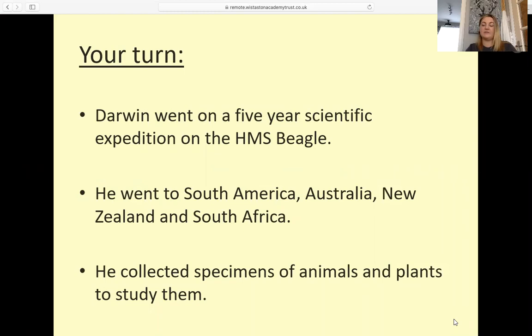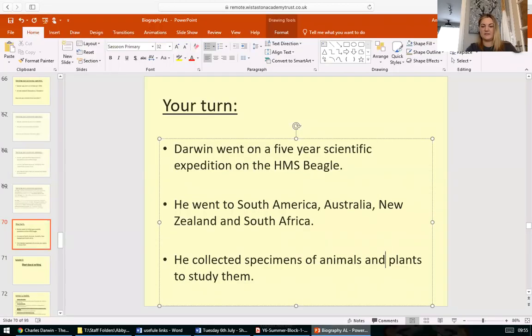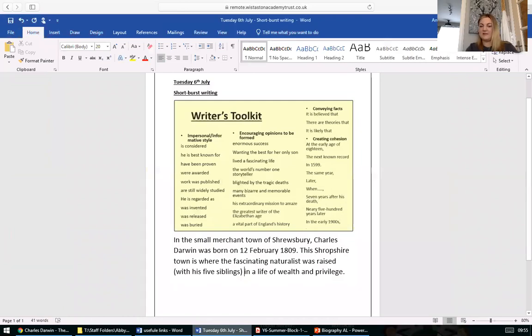Think about using those fronted adverbials. Where, when, make it interesting, link the ideas, and make your paragraph really clear, really informative. And remember to use those subtle hints of opinion. So not pure opinion, just that subtle hint. As I did in mine, I just added, this town is where the fascinating naturalist, that fascinating, that's my opinion. Okay. I look forward to reading your paragraphs and seeing what you come up with.